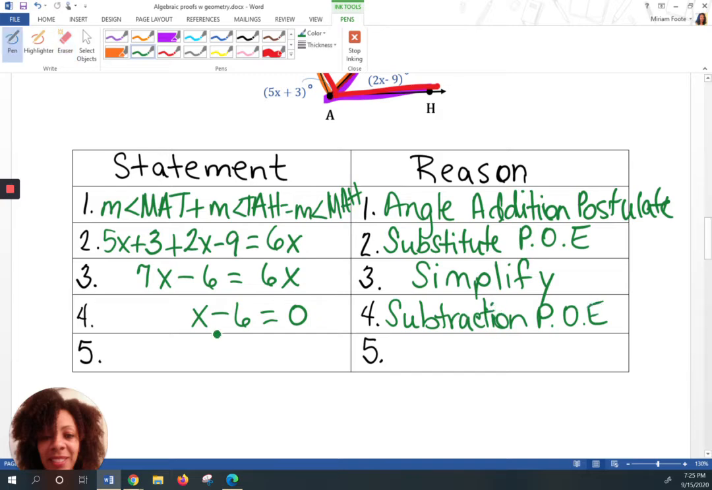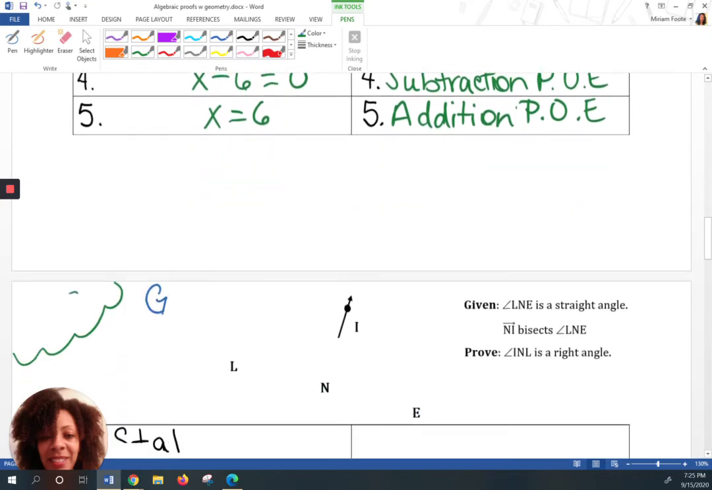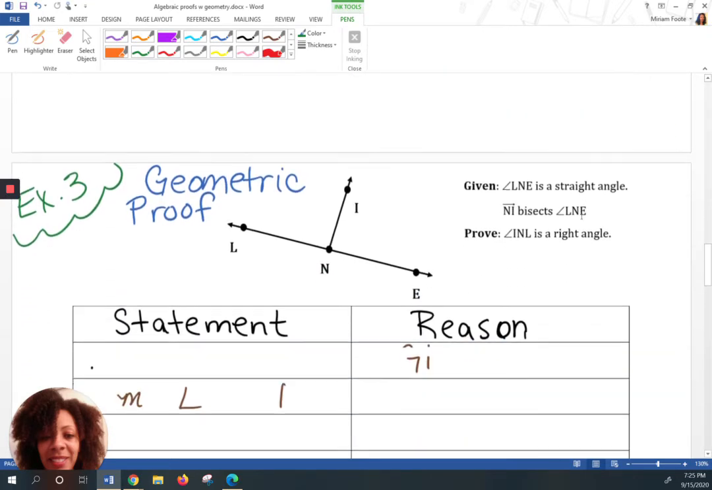Okay, and how do I get x by itself? Well, I just add 6 to both sides, which will result in x equals 6. And I said add, so I'm going to do the addition postulate. Why do I want to say postulate? Addition property of equality. Since I was doing algebra, this is still considered algebraic proofs, even though I'm using geometry with it. Now this one is an actual geometric proof.